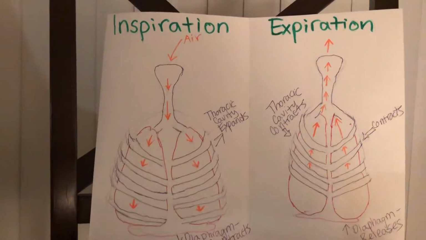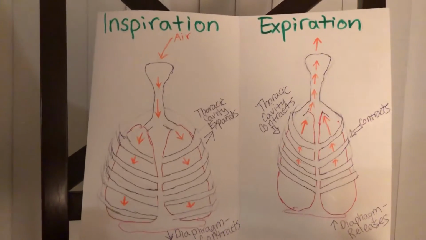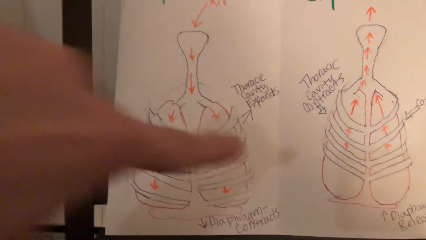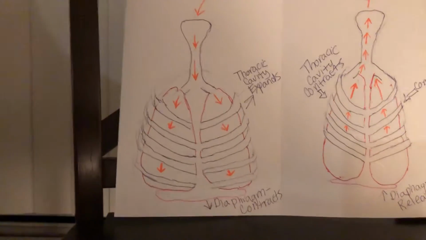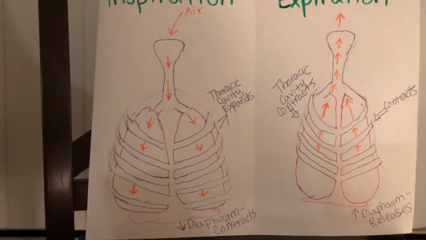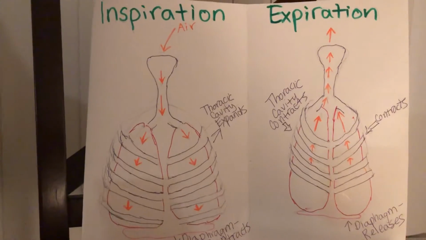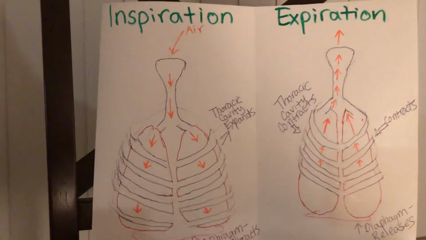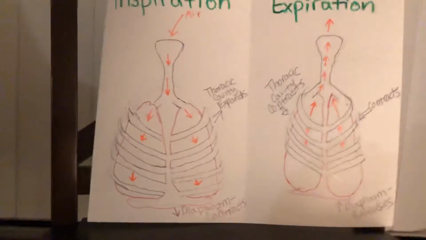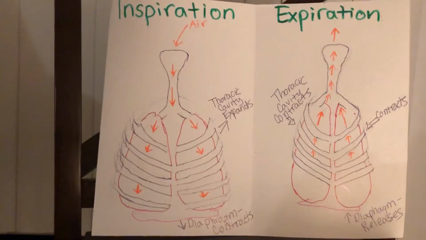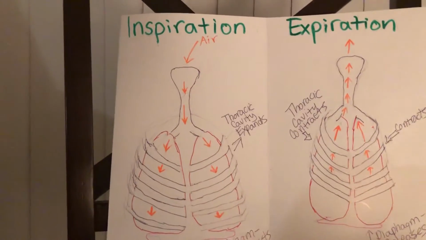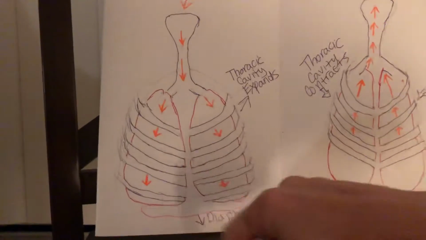So, inspiration: when someone breathes in, the thoracic cavity moves out and expands. As you can see, I wrote here: thoracic cavity expands, it's getting bigger, and the diaphragm contracts. And the thoracic cavity moves up and out, so it makes it expand, and when this happens, it makes the atmospheric pressure in the lungs less. Now, since air wants to move from high pressure to low pressure, that means air is pulled into the lungs like this.